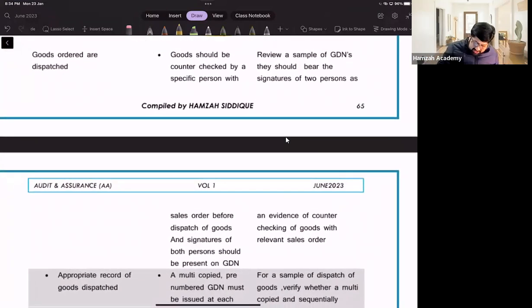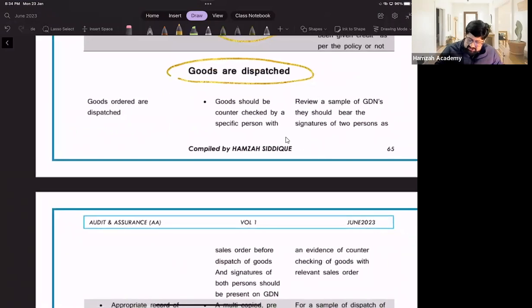Now, goods ordered are dispatched. We are going to dispatch the goods to the customer. Whatever they have ordered, that should be dispatched. The customer has ordered carrots. We should not be sending them onions or potatoes. Right quality, right quantity, right item. Now, how to make sure of it?